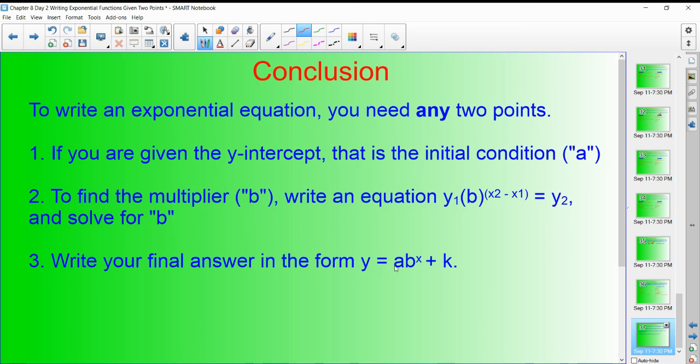And always remember to write your final answer. Get the a value, get the b value, y equals something times something to the x power. And for most of what we're doing here, our k value or horizontal asymptote is going to be 0. And that is how you write exponential functions given any 2 points. Next lesson, we're going to learn about logarithms.